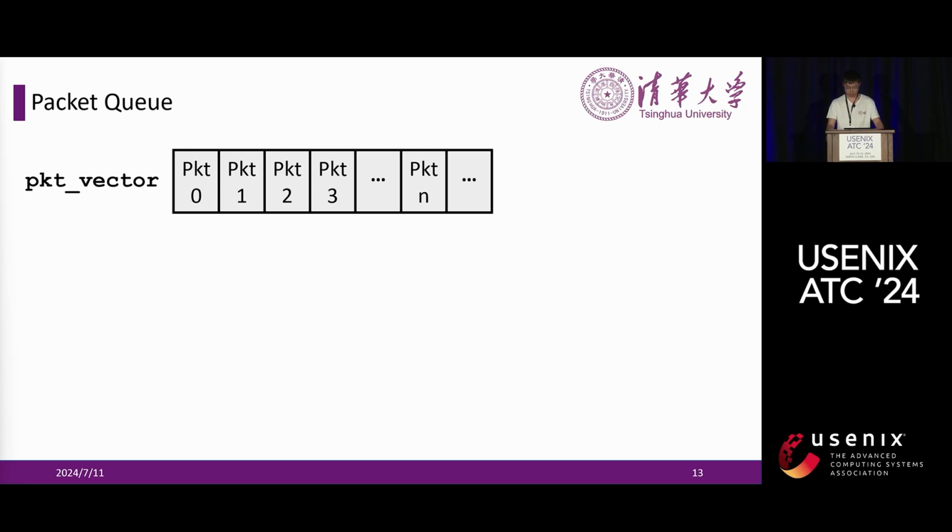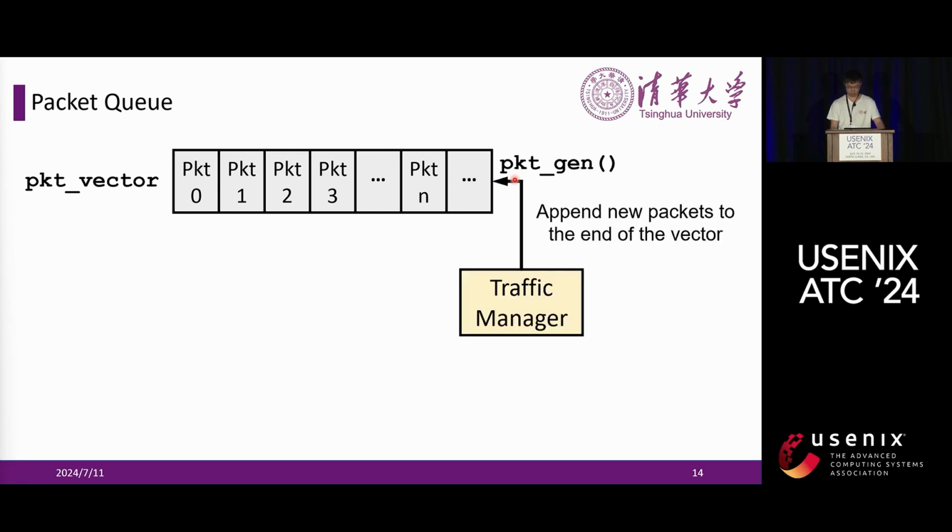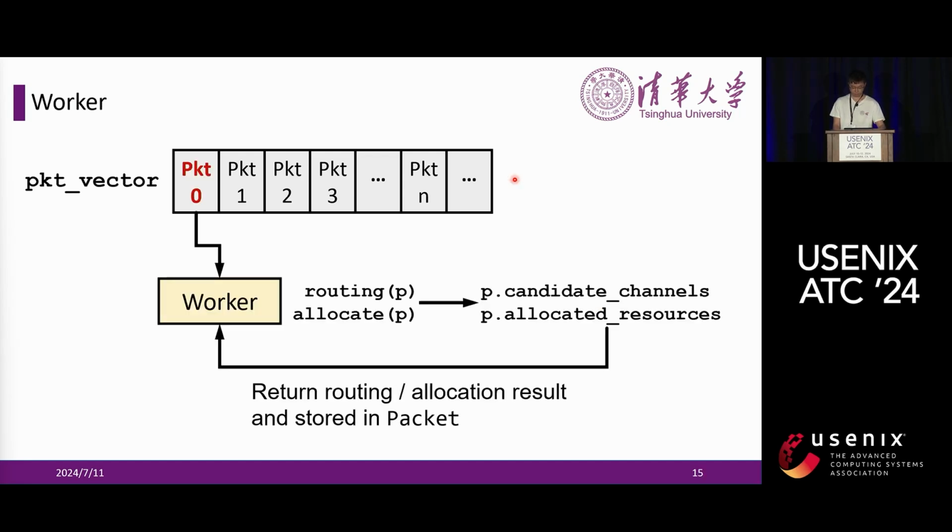Let me show some details. This is a packet vector, which contains all the packets in the network. Every cycle, new packets will be injected into the network. So the traffic manager will generate the packets and append them to the end of the vector container. It is clear that all the packets in the vector follow the injection order. And every cycle, all packets are computed and updated sequentially. The worker is responsible for all the computation.